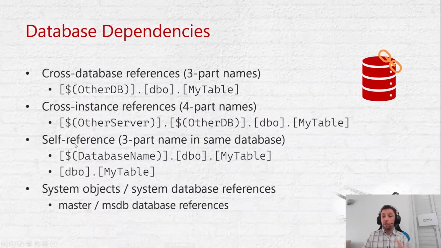Also, if you have self-referencing modules, as in modules that reference the database itself, the local database, you could replace them with something like this, the dollar sign, parenthesis, DatabaseName. This is a built-in SQLCMD variable. Okay, it's built-in, it natively exists in your SSDT project. You can use it for various purposes, including for these self-reference three-part name references. However, as a best practice, I would rather recommend just removing this. You would rather use two-part names when referencing objects within the same database.